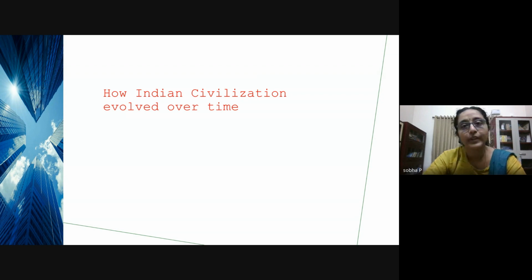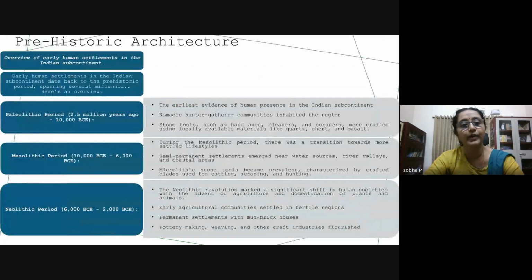Now let's see how Indian civilizations have evolved over time. Starting with prehistoric architecture, the early human settlement, the presence of humans, dates back to the Paleolithic period. The humans were nomads. They were hunter-gatherer communities that inhabited the region, and they used stone tools such as hand axes and scrapers, made with locally available materials like quartz, chert, and basalt.